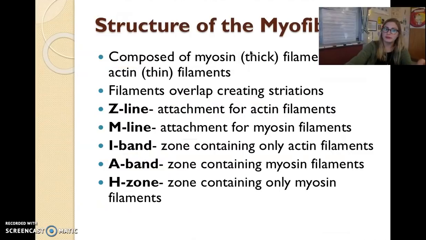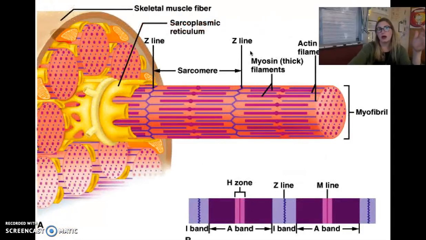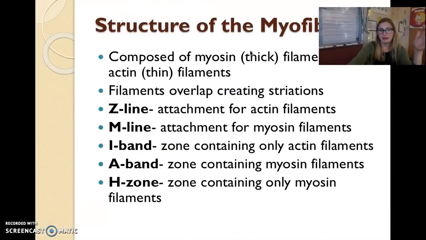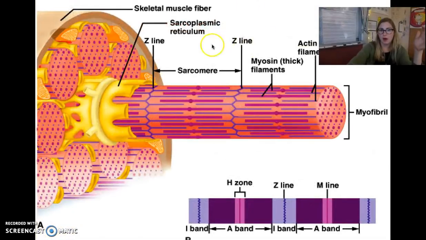The H-zone contains only myosin filaments. So let me go back and clarify. I spoke a little bit too soon. The A-band has all of the myosin in it. So the A-band is all of this. The H zone is only this little guy.